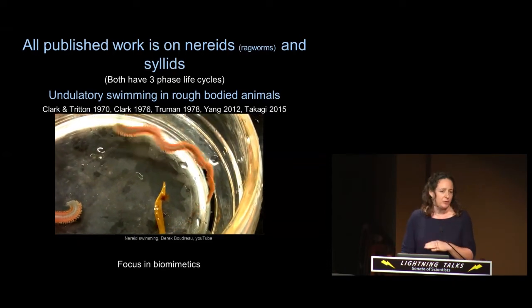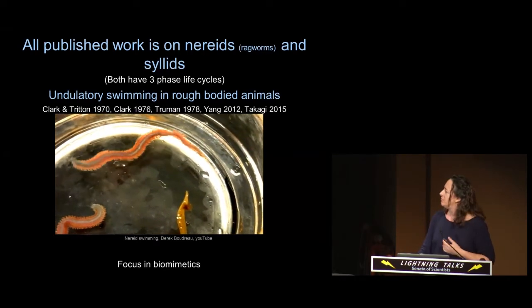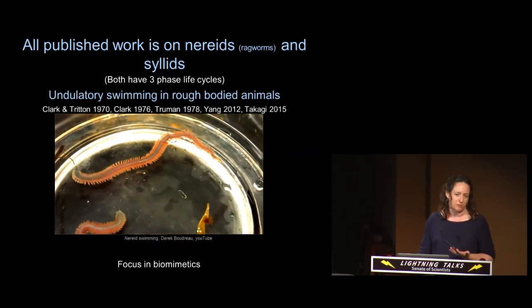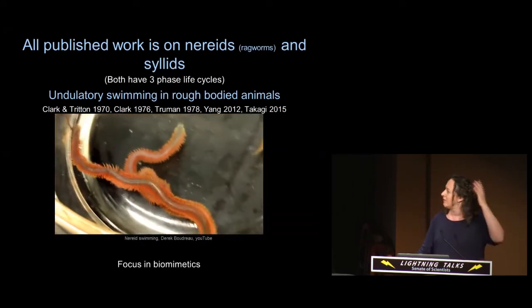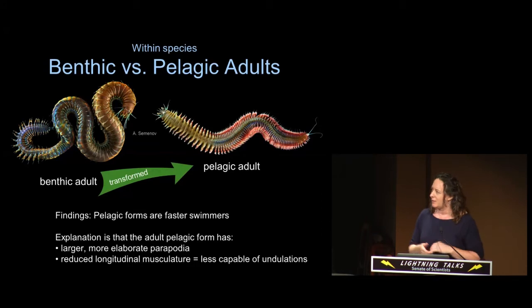Most of this work has been focused on biomimetics, because bioengineers really want to build robots that can move like these guys. They can move on substrate, they can move in the water, they can do all different kinds of things, and that's what they want to build robots to do. What I find interesting about the previous research is that we can do comparisons on how well they swim within a species, looking at these benthic forms and these pelagic forms.